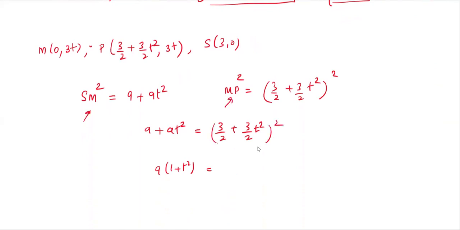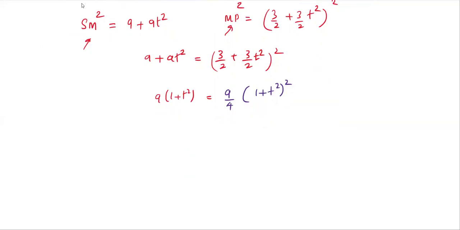So when you square, what is going to happen? Can you expand it? Instead of taking the square out, I'm going to take 3/2 out. So 3/2 square will come out. So 9/4 times (1 plus t square) the whole square. Okay. Now 9 and 9 I can cancel off. And I can see 1 plus t square.